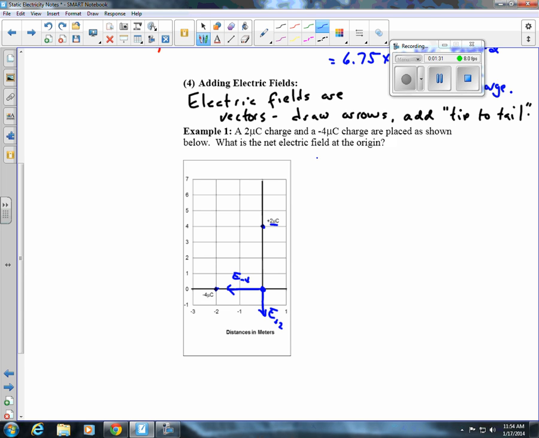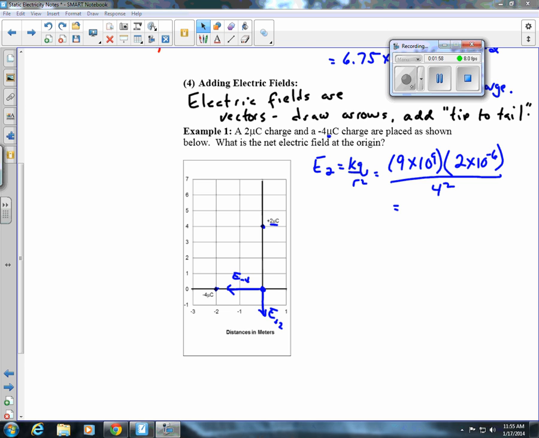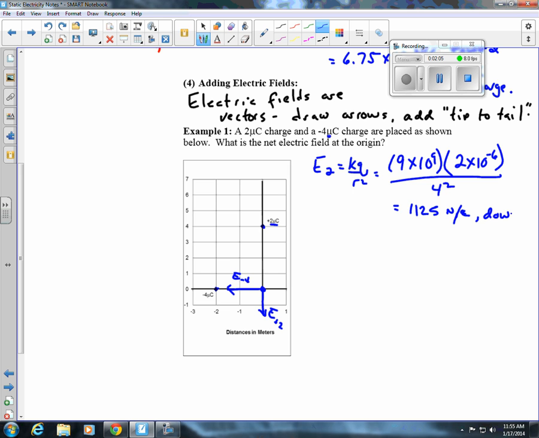All right, so E2, we're going to use this equation, kq over r squared. k is 9 times 10 to the 9th. q for this one is 2, and the micro, the little mu symbol here, stands for times 10 to the -6th, divided by r. r is the distance between them. This is at the origin, this is at 4. So over 4 squared. And that's going to give us a value of 1125 newtons per coulomb. And we're going to remember that that one is downward.